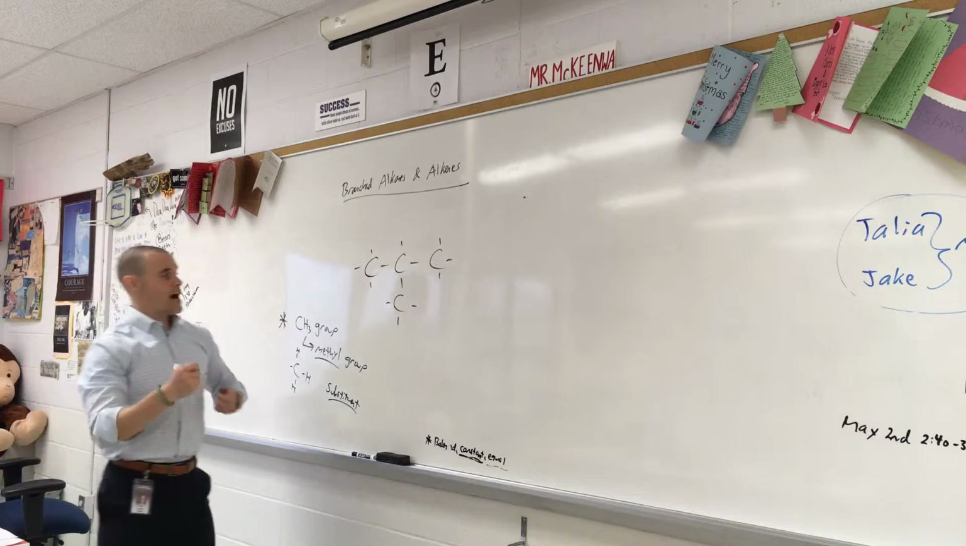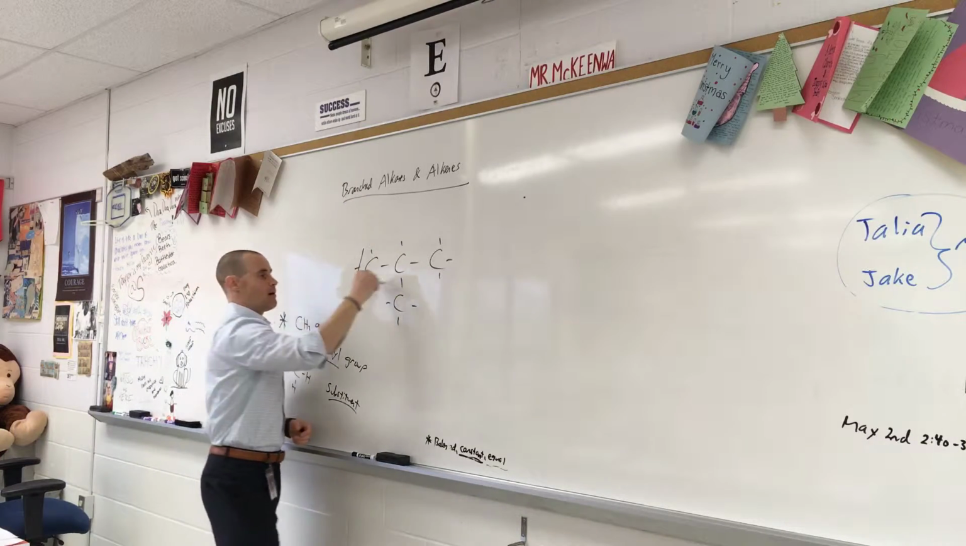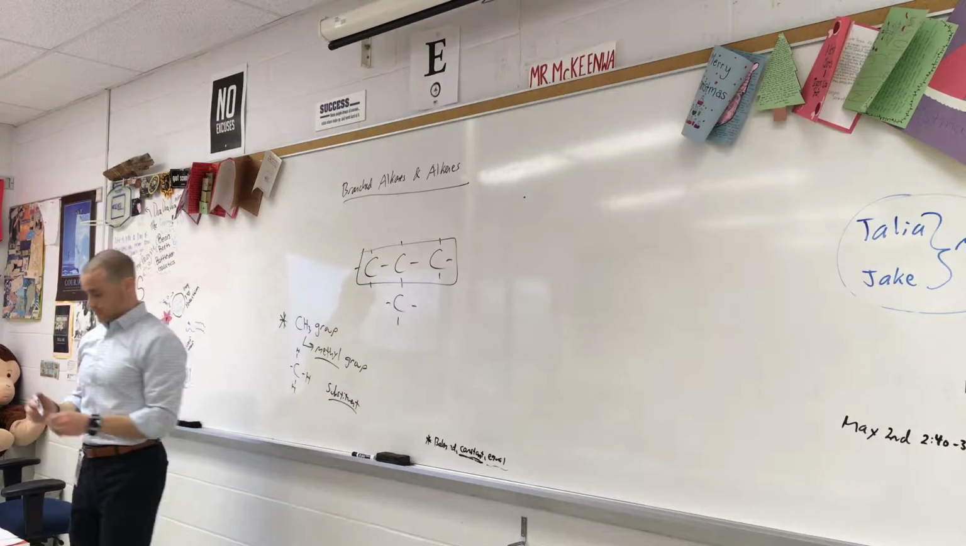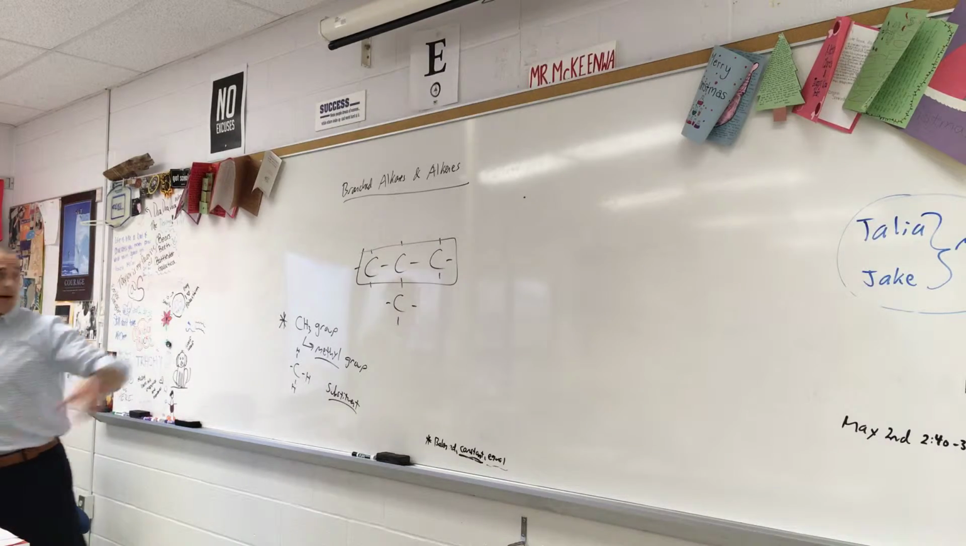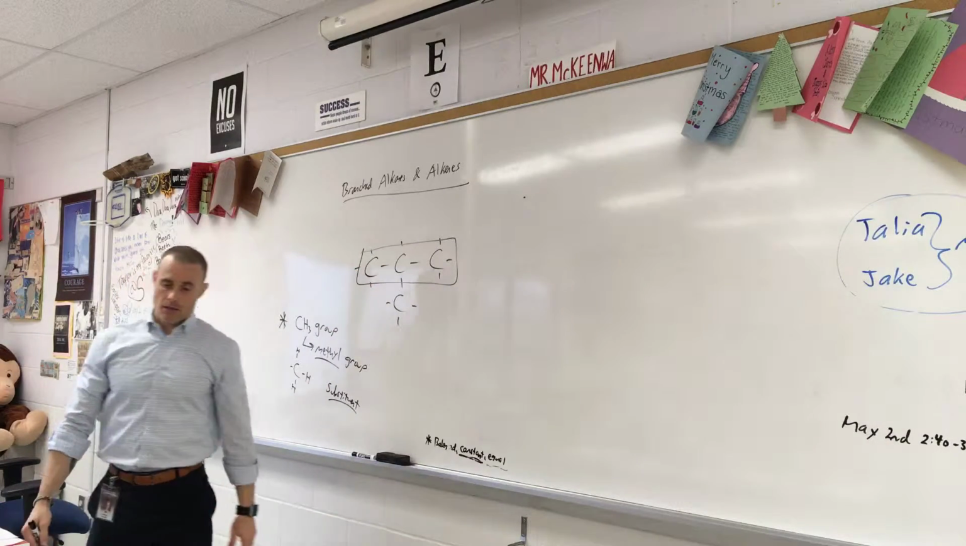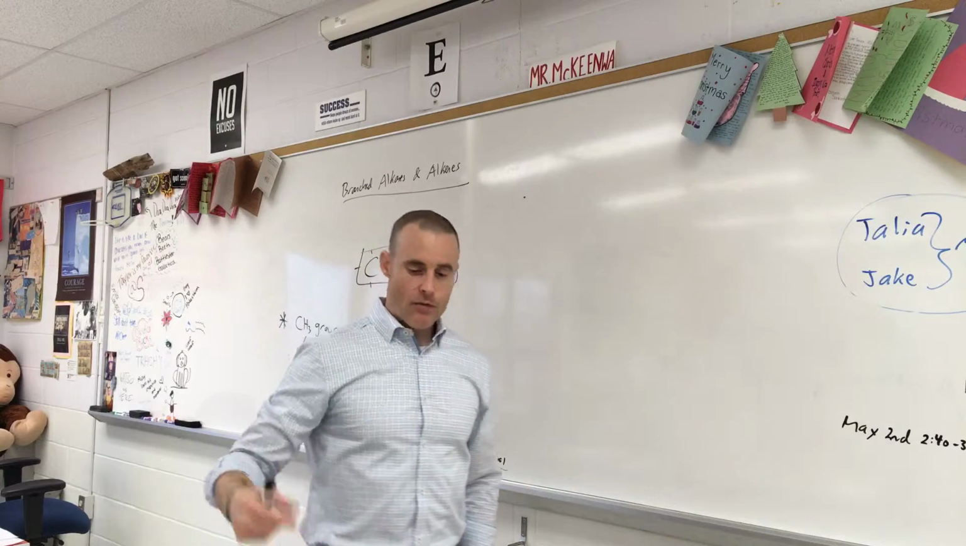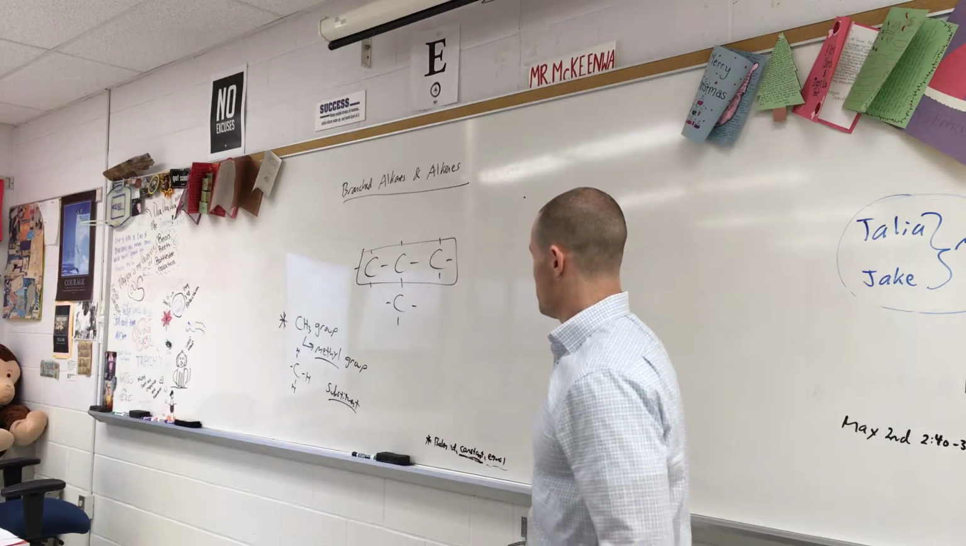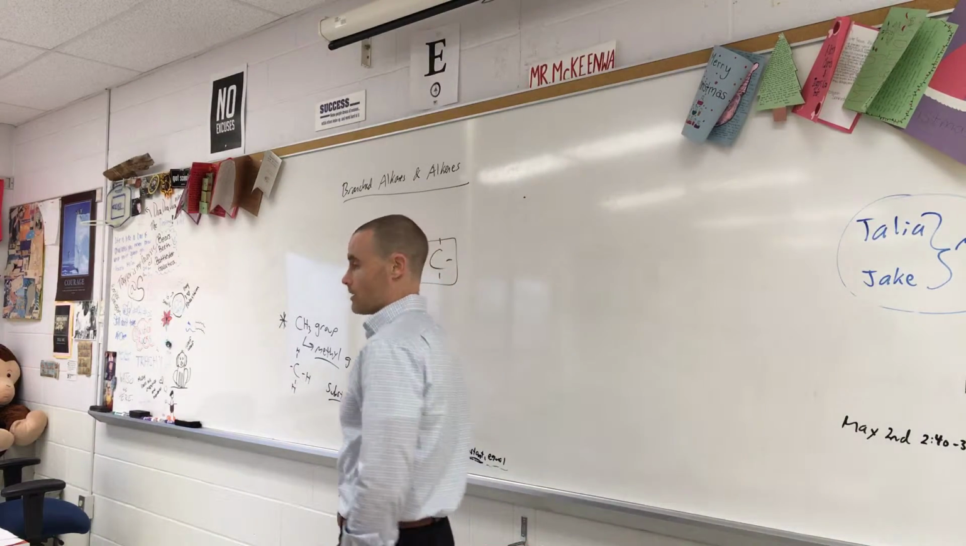Here's the rule. Count the longest chain and you put a box around it. Go ahead, do that. So if you have to redraw this, go ahead. Redraw it if you need to. Count the longest chain of carbons, connected carbons, put a box around it.